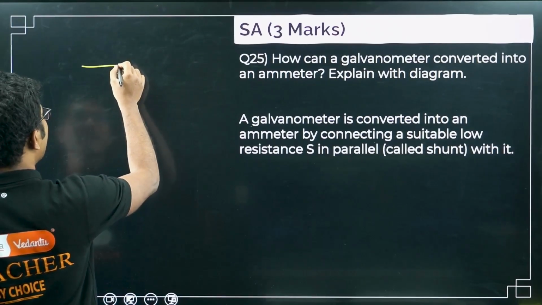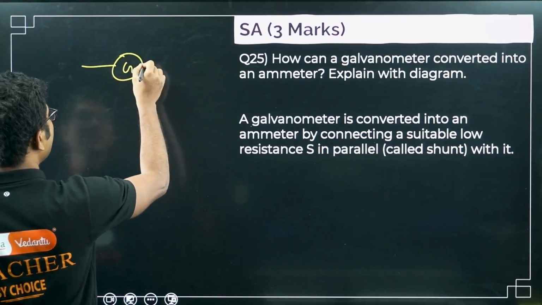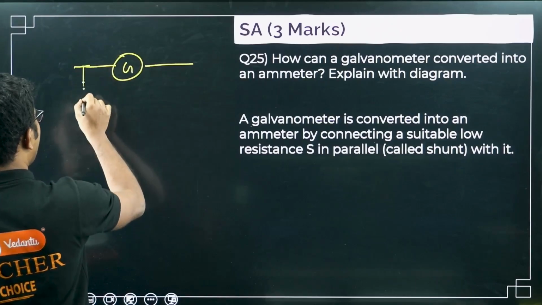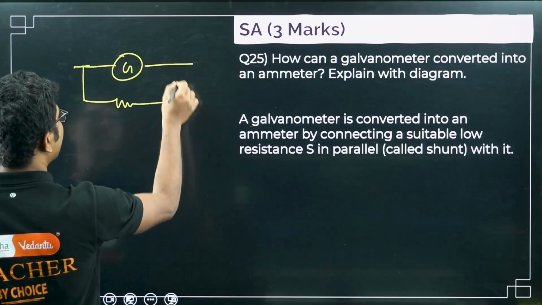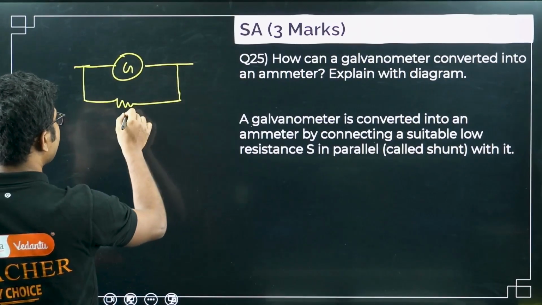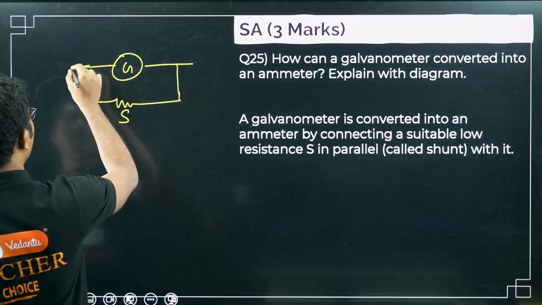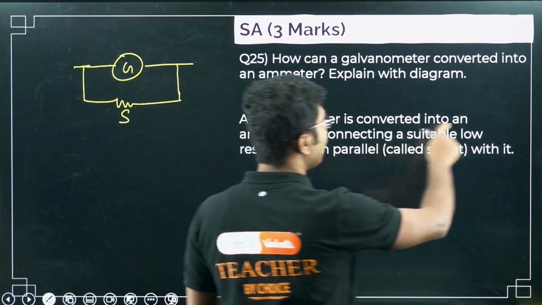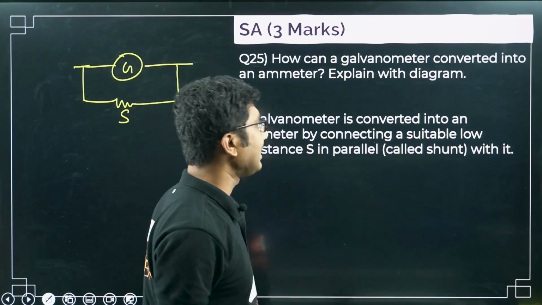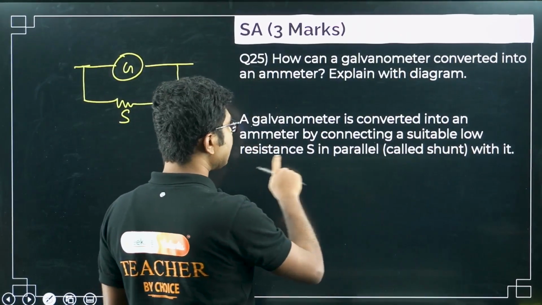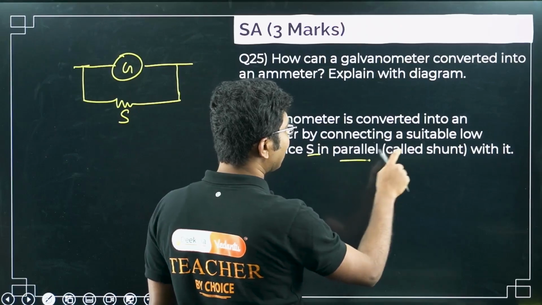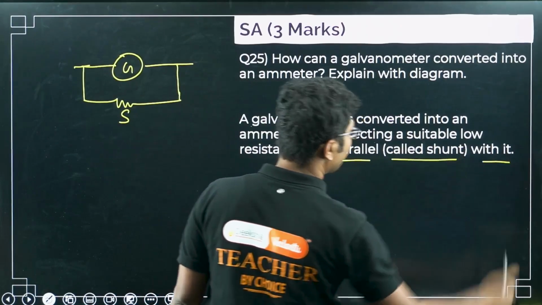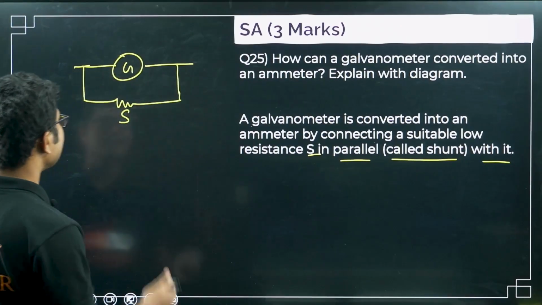In this case, there is a G, and we apply a shunt resistance, a low value resistance called shunt resistance, in parallel to the galvanometer. So a galvanometer is converted into an ammeter by connecting a suitable low resistance S in parallel, called shunt, with it. Okay, so this is the main thing. So this is called shunt.